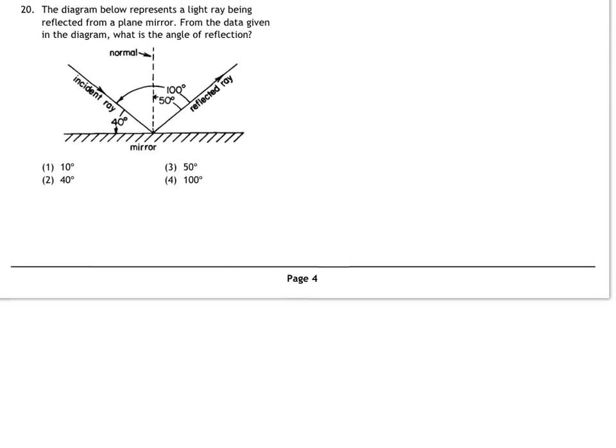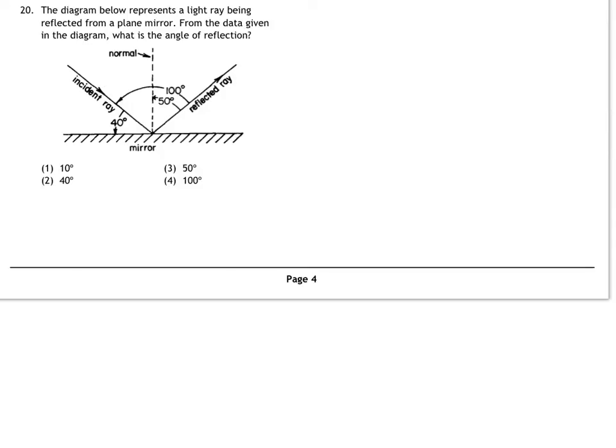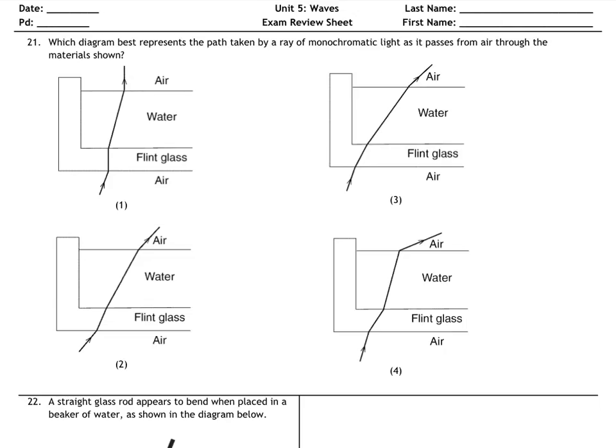20. The diagram below represents a light ray being reflected from a plane mirror. From the data given in the diagram, what's the angle of reflection? So it seems like it's going to be listed here because the angle of reflection or the angle of incidence, in both cases, they are measured between the ray itself and the normal. So yeah, I'm going to go with 50 degrees as my answer.